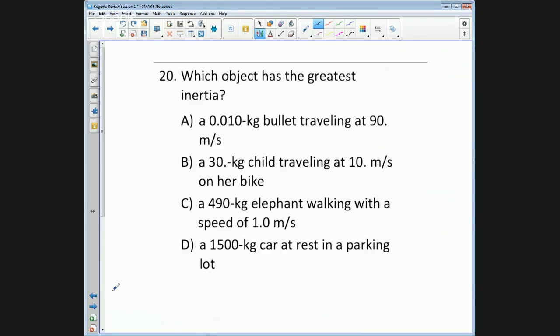For number 20, which object has the greatest inertia? Inertia, when you see this word, automatically you want to associate it with mass. So which object has the greatest mass? That would be choice D, 1,500 kilogram car. These choices include speed. Speed is not important when talking about inertia. So the answer is D.